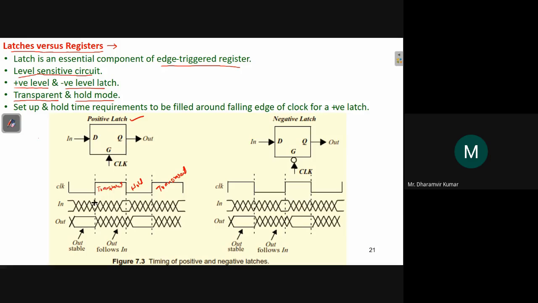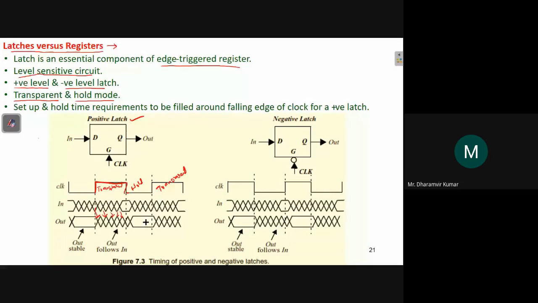So when it is in transparent mode, when clock is 1, when clock is high, the input value is transferred to output. Whatever input value we are having, that will get transferred to output. So look at this part getting transferred here.